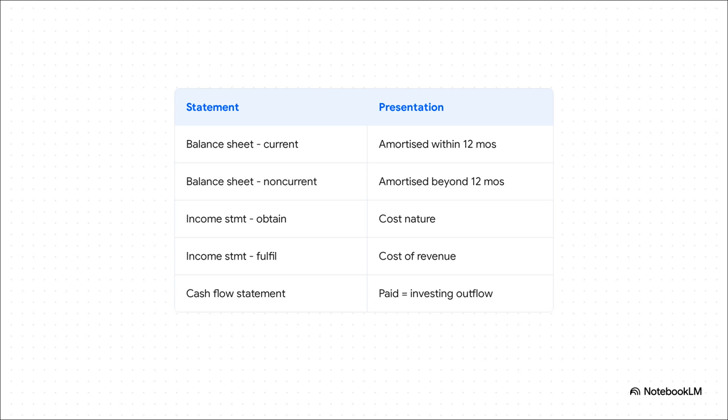Then, as those assets actually amortize, they hit the income statement. And notice how they're classified based entirely on the nature of the cost. So costs to obtain typically drop right into SG&A, or sales and marketing. Cost to fulfill, on the other hand, align with where the related revenue is recognized, so think cost of revenue or cost of services. And finally, your cash flow statement handles the initial cash paid as an investing outflow, while the ongoing amortization acts as a non-cash add-back in your operating activities.